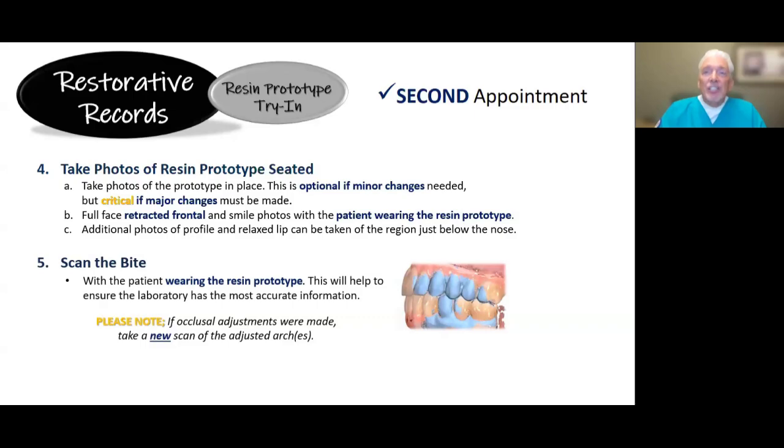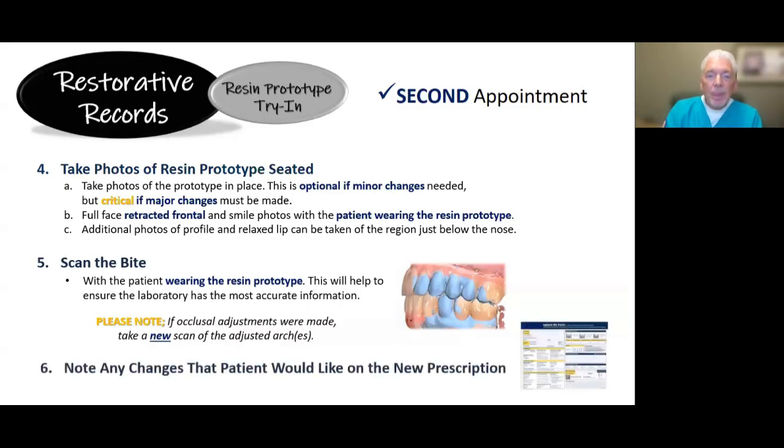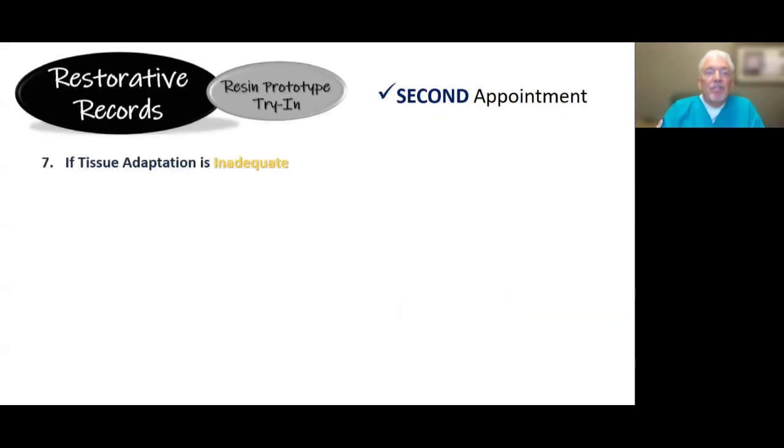Now, if you made any adjustments to the occlusal surfaces of the resin prototype, or maybe you decide to make an adjustment on the opposing dentition as opposed to the prototype, you'll need to scan the occlusal of those adjustments so that the lab captures that and has a new reference of the anatomy to obtain the bite that you're looking for. So again, note the changes on the prescription and submit your information.